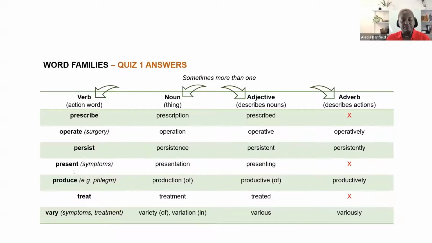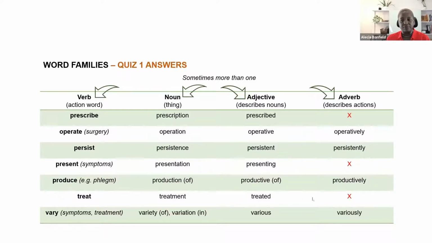Present, with respect to symptoms. Noun, presentation. Adjective, presenting. And in this case, no adverb. Yeah, that was a little trick. Produce, for example, phlegm. Production, and it's usually followed by of. So production of. The adjective is productive, so we say productive of. And the adverb is productively. Treat, the verb. The noun is treatment.